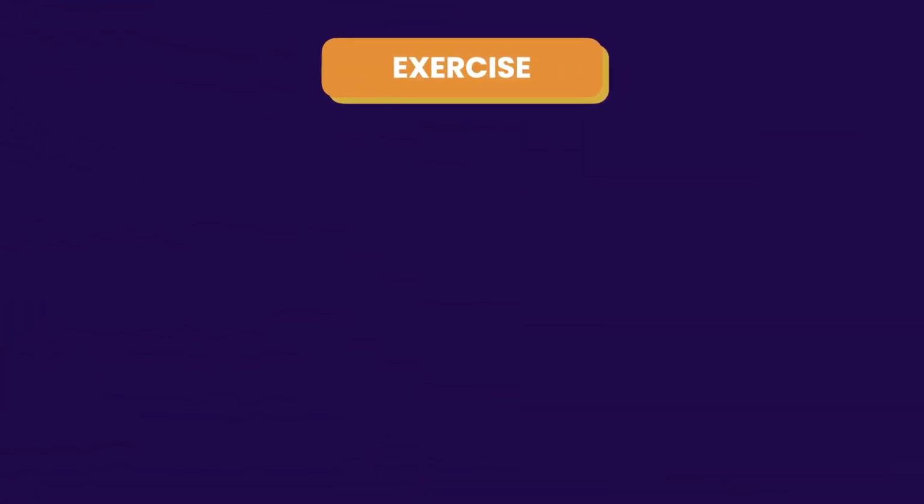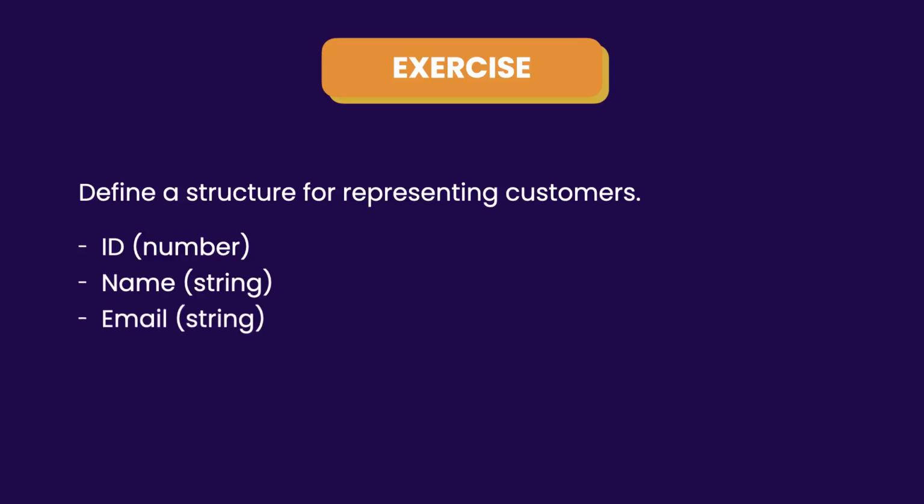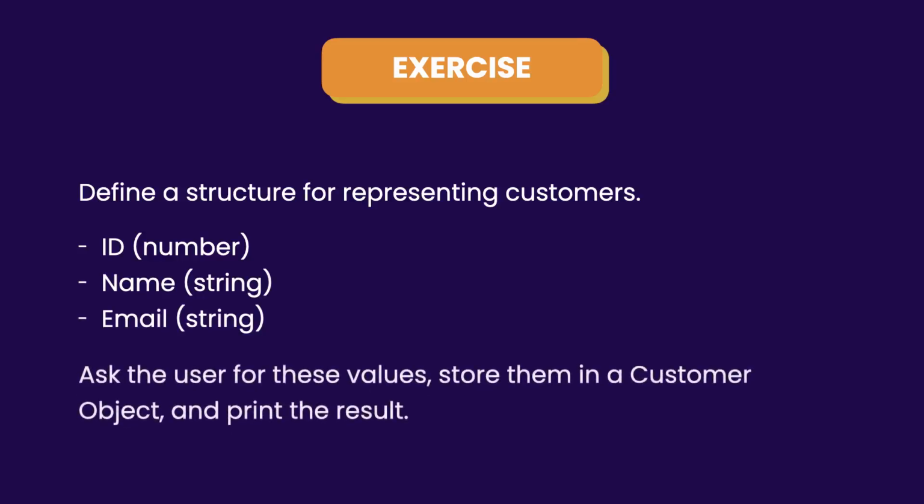Now here's your exercise for this lesson. I want you to define a structure for representing customers. Each customer should have 3 attributes, an ID, which is a number, as well as a name and an email, which are strings. Then ask the user for these values, store them in a customer object, and then print the result.